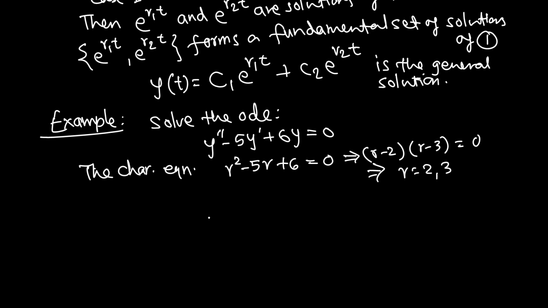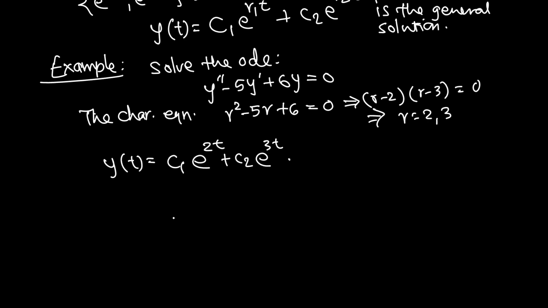That means e raised to rt means e raised to 2t is one solution, and e raised to 3t is another solution. And we can never get one solution by a constant multiple of another. So they form a fundamental set of solutions, and if we take any constants c1 and c2, that's the general solution for this. Okay, that's it. Next example.